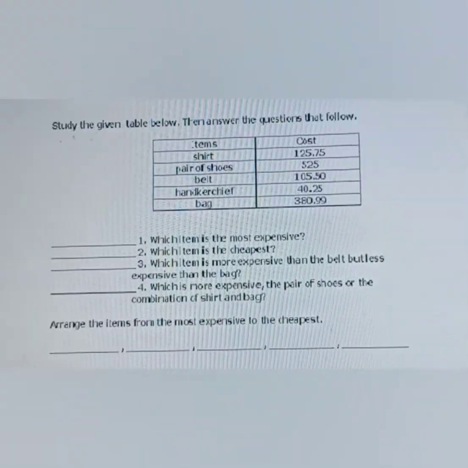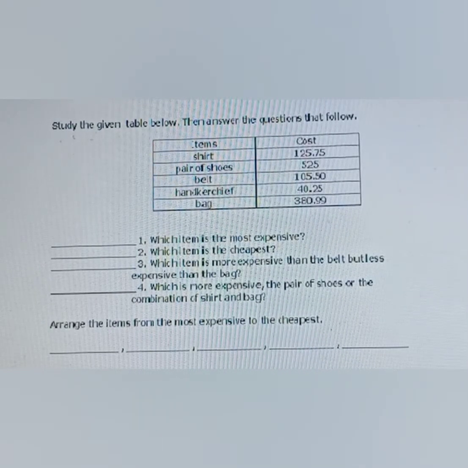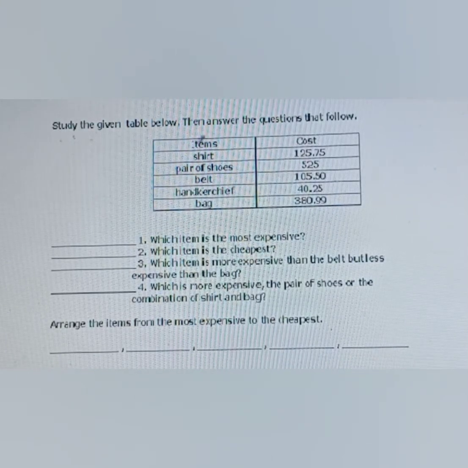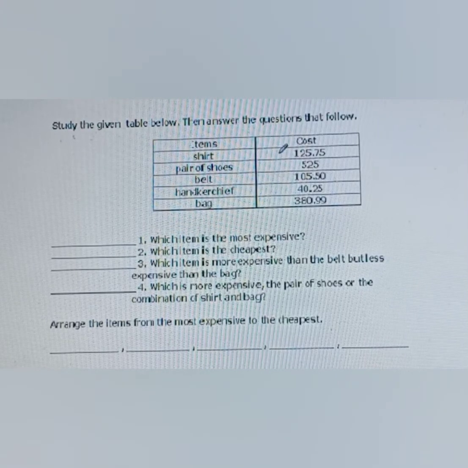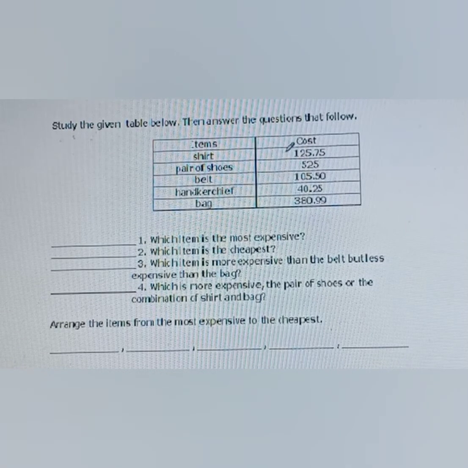Now let's apply comparing and ordering decimals through these problems here. On the table, you can see items: shirt, pair of shoes, the belt, handkerchief, and the bag. So for the shirt, we have here, wait, let me write P for peso sign.